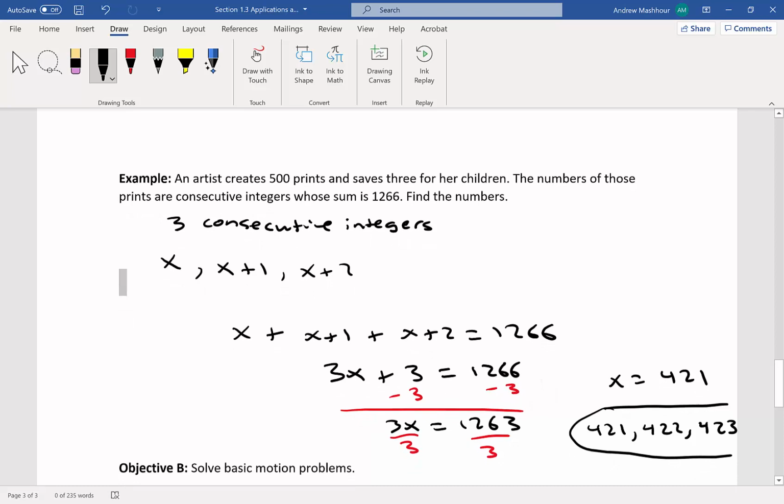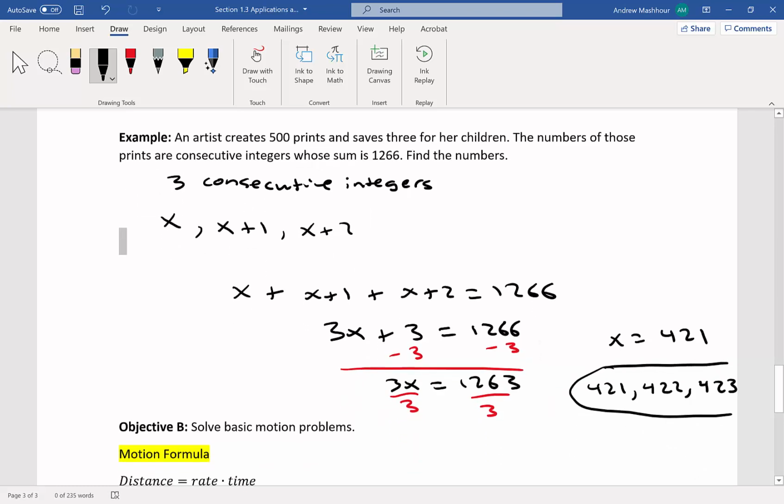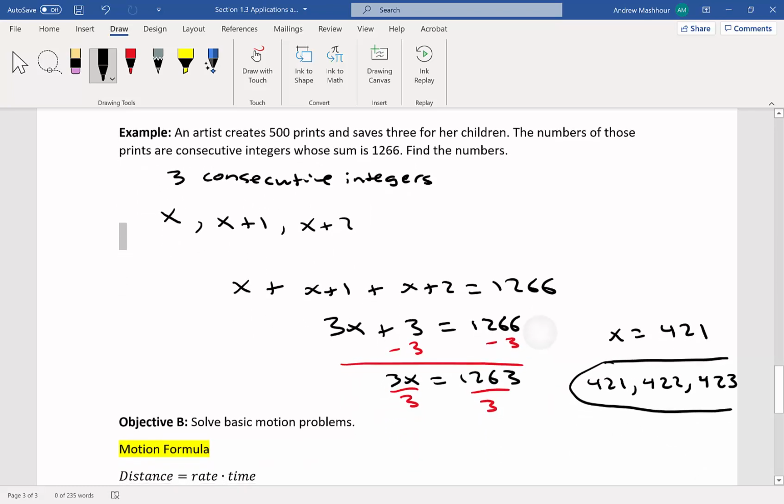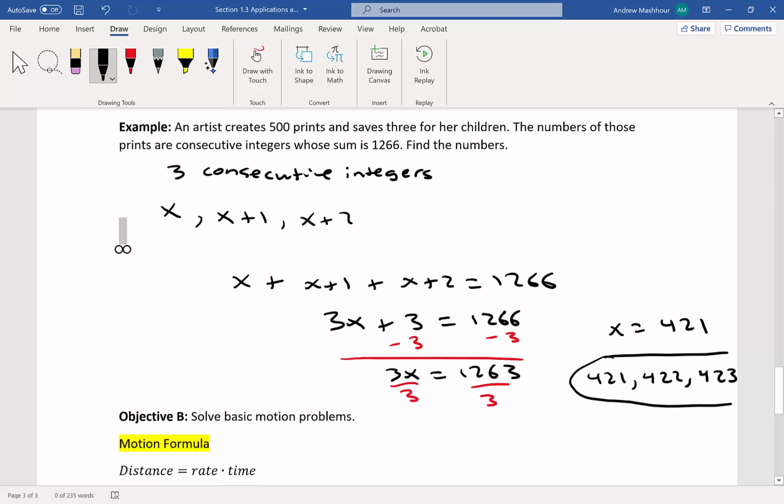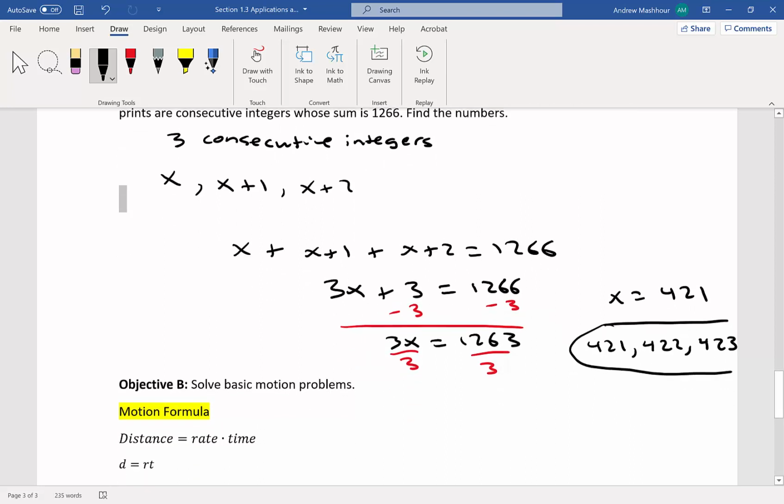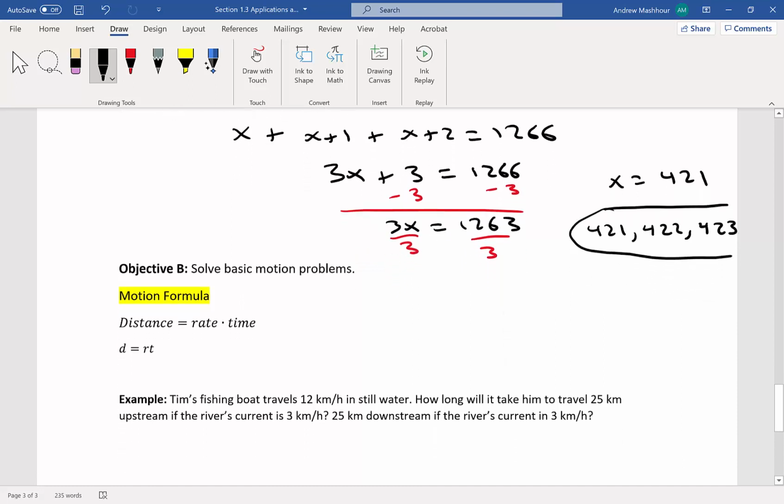Now our next objective, we're going to take a look at basic motion problems. So we have a formula for motion. It's distance is equal to rate times time. So we have d is equal to r times t. So we're going to be using this formula for this next example.